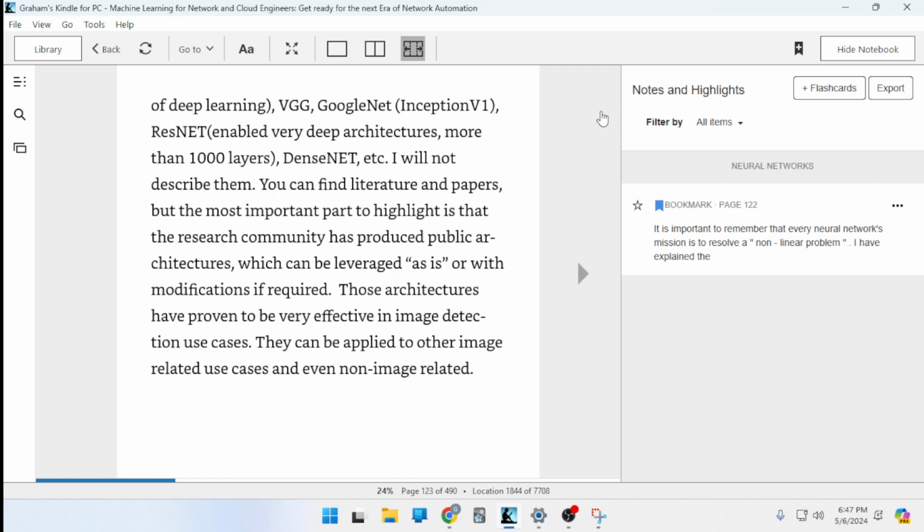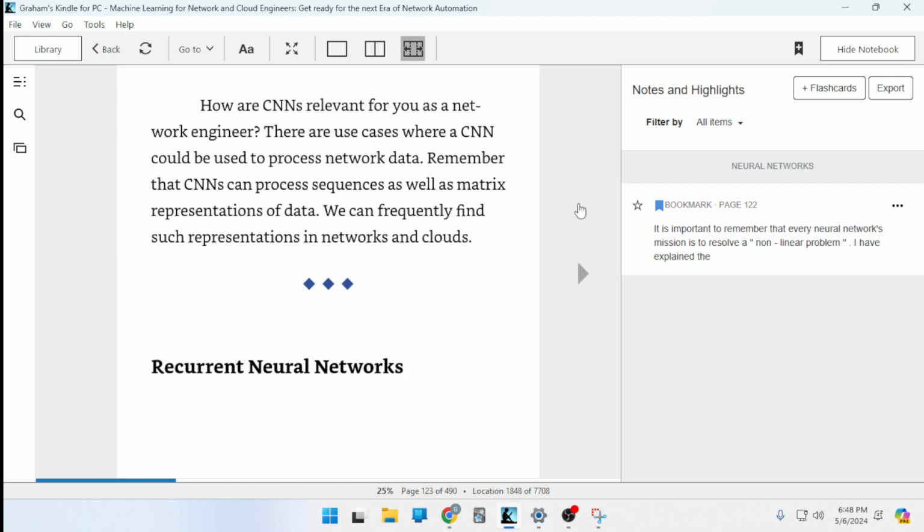You can find literature and papers, but the most important part to highlight is that the research community has produced public architectures, which can be leveraged as is, or with modifications if required. Those architectures have proven to be very effective in image detection use cases. They can be applied to other image-related use cases and even non-image related.